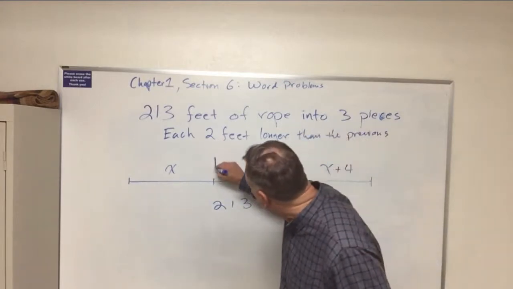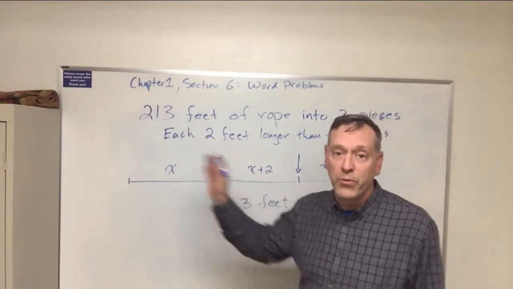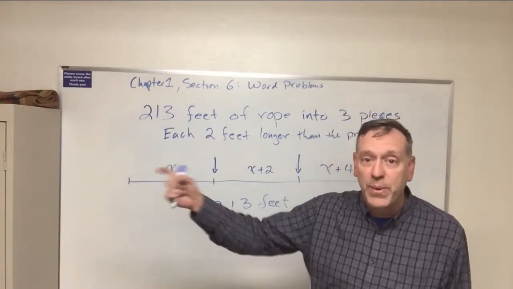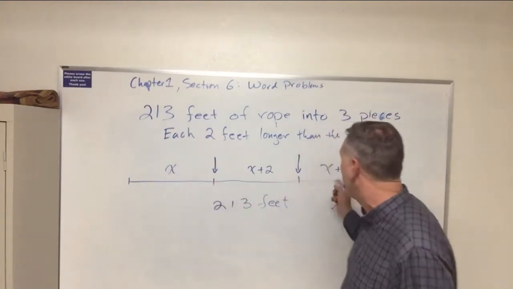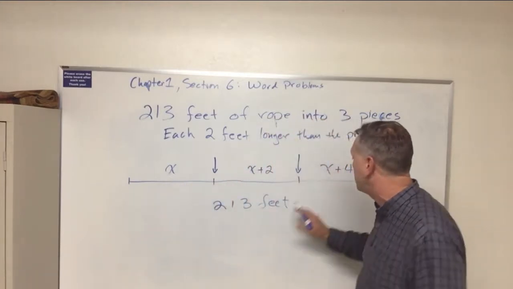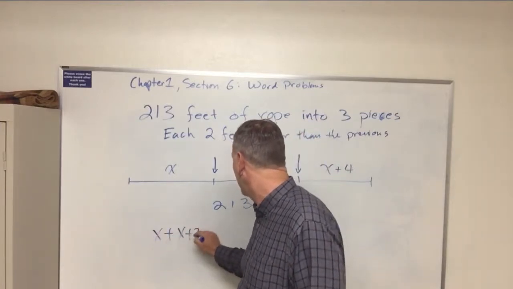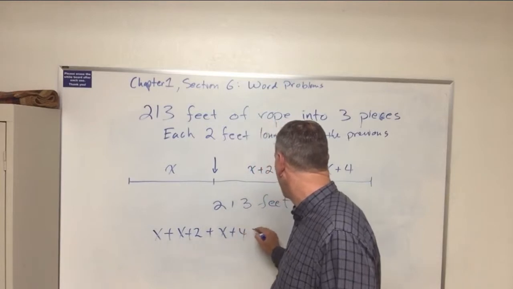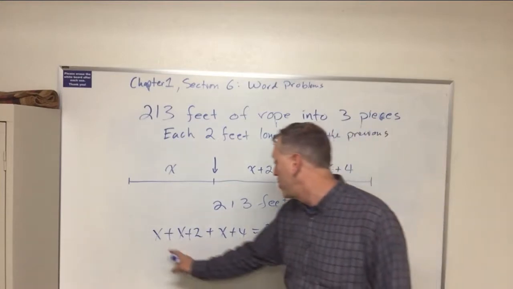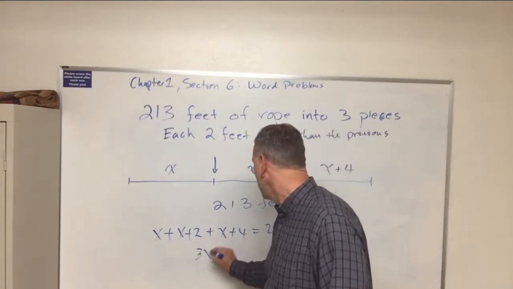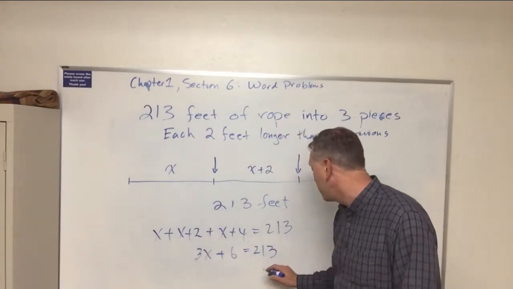So we're being asked, at what point along the rope do these 2 cuts occur to break this rope of 213 feet into 3 pieces, with successive pieces 2 feet longer than the one before. Now, setting this problem up, what we know is that this piece plus this piece plus this piece equals 213 feet. So x plus x plus 2 plus x plus 4 is equal to 213. Following the normal algebraic approach, we have x plus x plus x, that's 3x, plus 2 plus 4 is 6, equals 213. Subtract 6 from both sides.